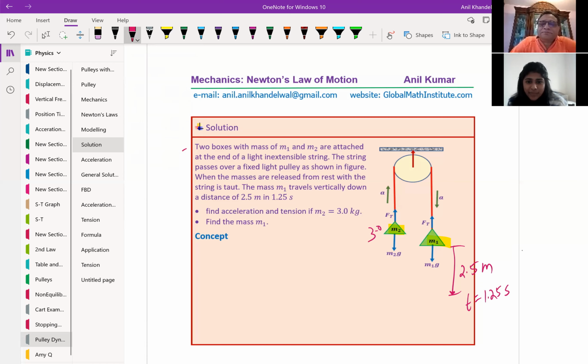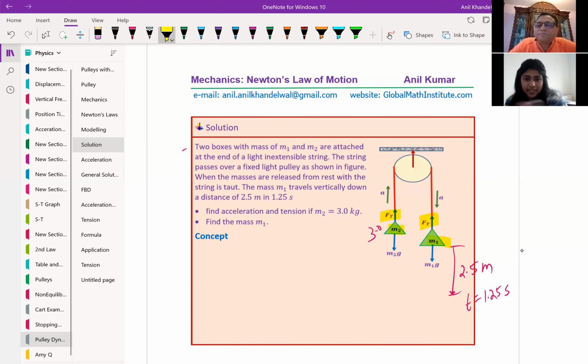So, because we just discussed the assumptions that we can make, in the question I highlighted things like light inextensible string, light pulley, and from rest. With the light inextensible string, I know that the tension is the same throughout the whole system, at either end. And where it says light pulley, I know that the mass of the pulley is basically negligible, so you don't have to worry about that.